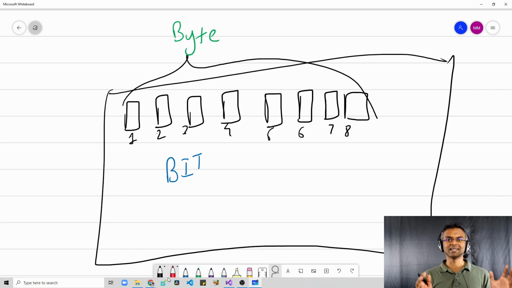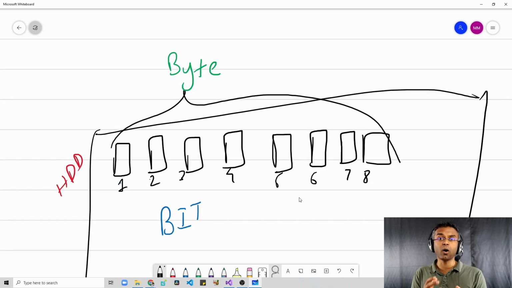So since each of these bits, which are basically switches, could either be in a 0 state or in a 1 state, which is essentially binary, what we are doing is making use of these switches to store binary data. Okay, so that's essentially what we're doing.